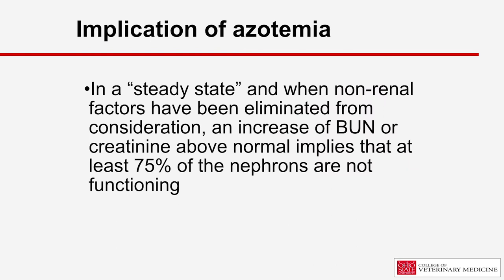But you can say that if the animal's in a steady state, in other words, things aren't changing, we didn't just finish the Boston Marathon, we're not vomiting, losing fluid that way or whatever, then once you're in a steady state and you've eliminated non-renal variables, an increase in BUN and creatinine implies that at least 75% or more of the nephrons are non-functional. Sounds like a very dogmatic, heavy-duty statement, but it's true. But I always would tell students, it's important to remember this, but it's just as important to remember what you can't say based on the magnitude of the BUN or creatinine alone.